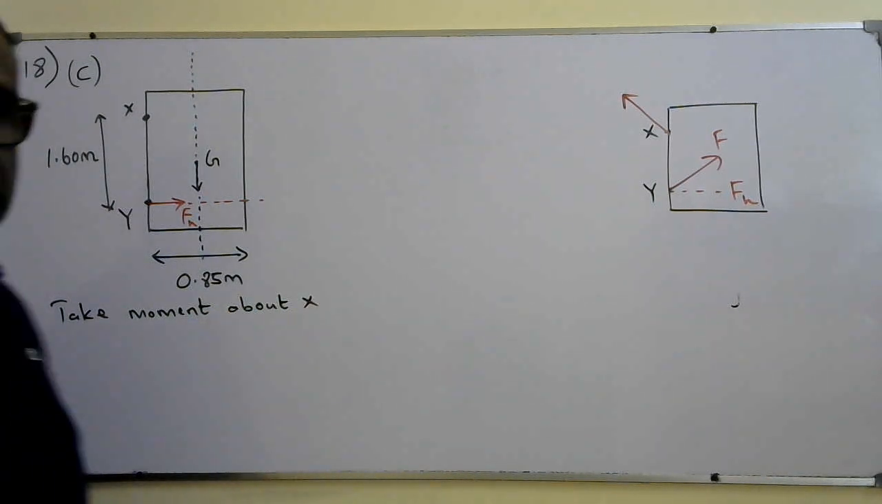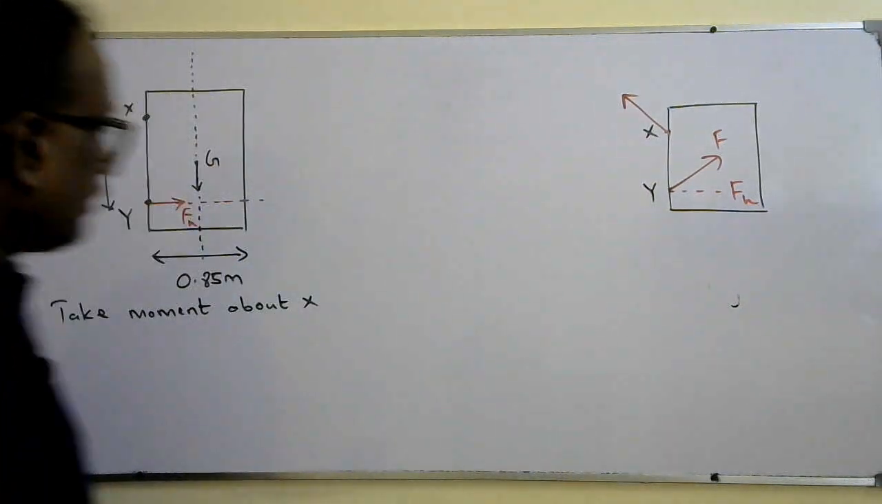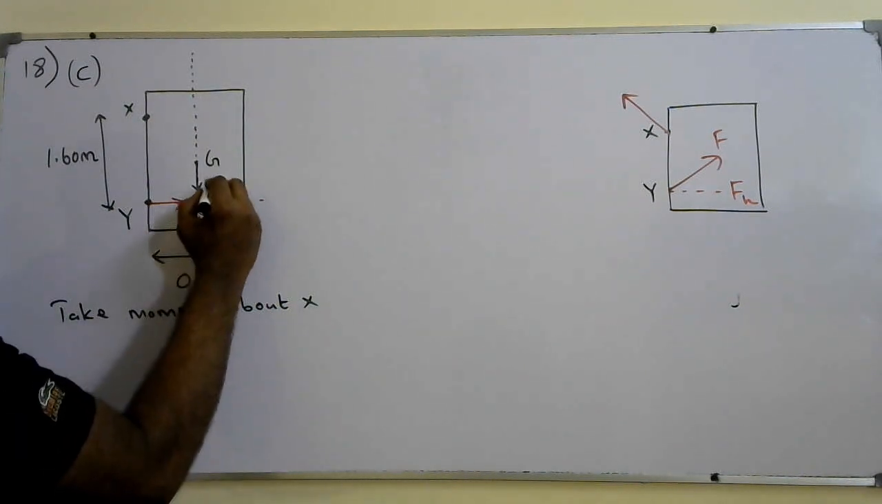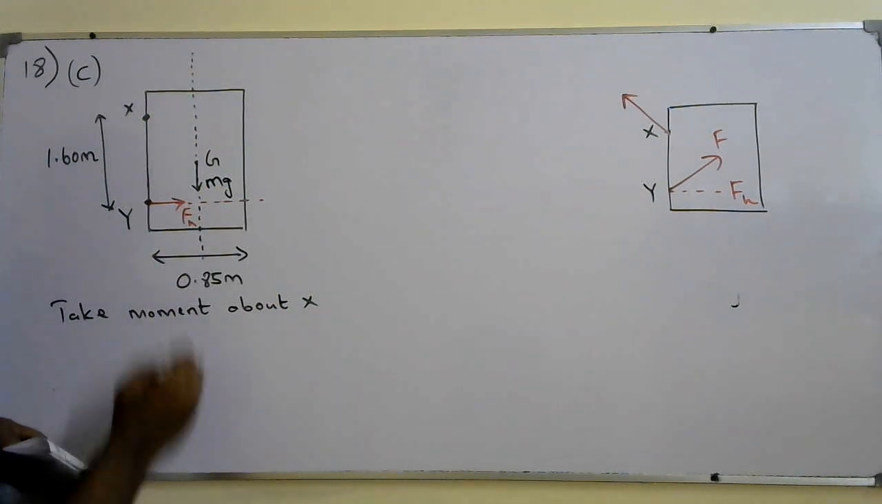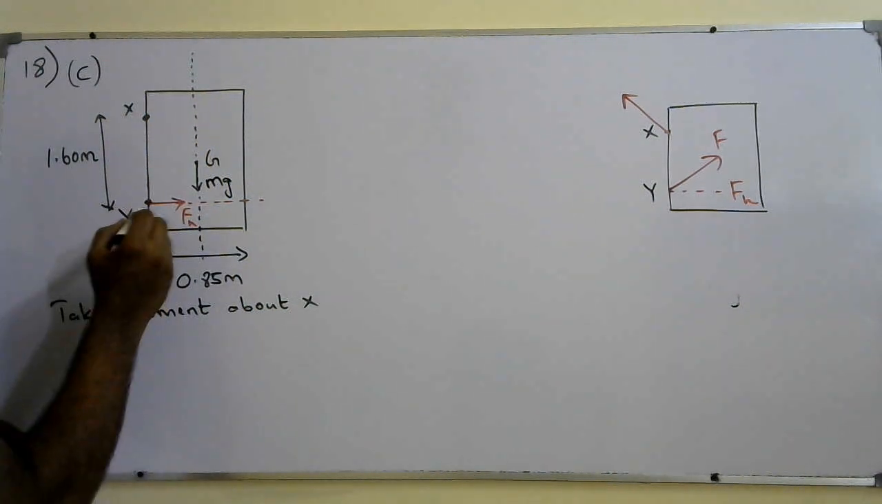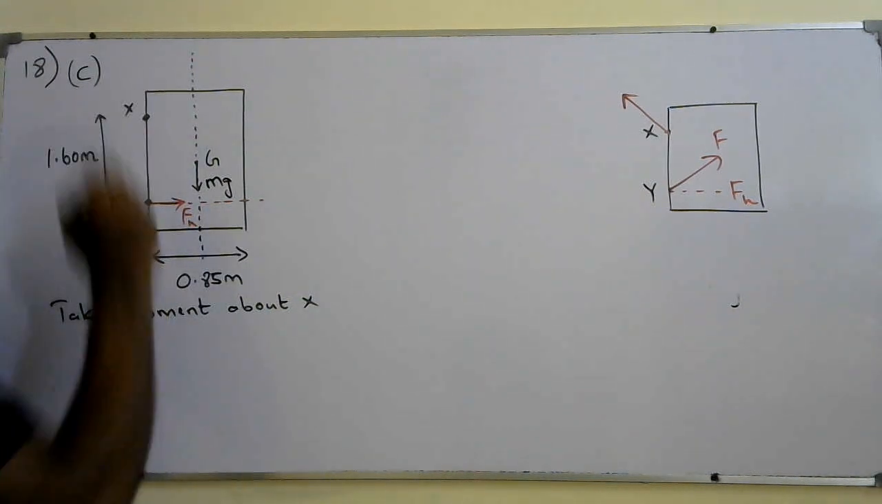Moment means force times the perpendicular distance to the line of action of the force. The line of action of the weight mg is this line. The line of action of the horizontal force at Y is this line. We take moments about X.